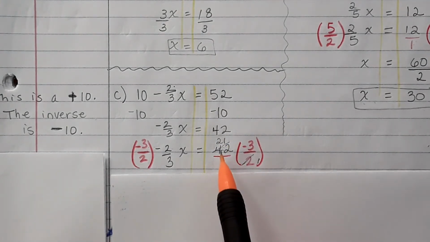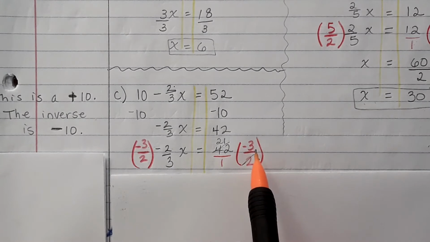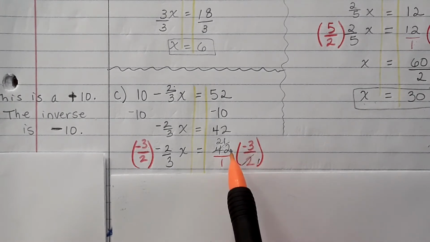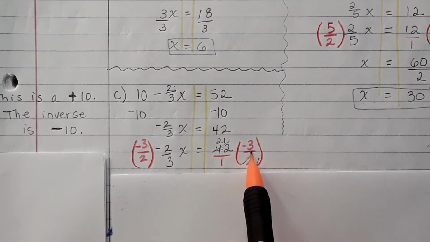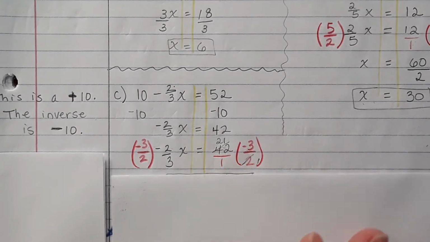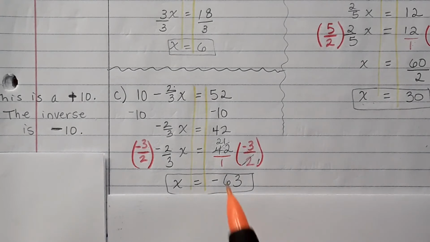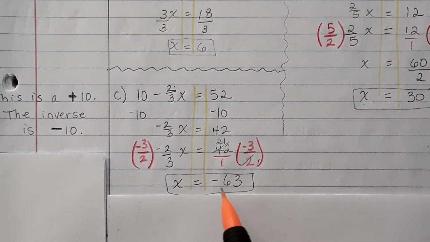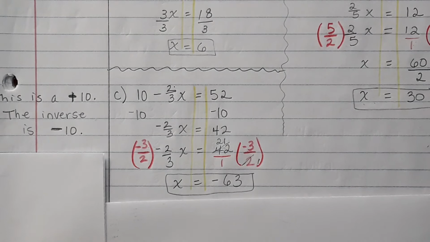Now, I can multiply straight across with smaller numbers, making it easier. A positive times a negative is a negative. So 21 times 3 is 63, but because it is negative, it's actually negative 63. 21 times negative 3 is negative 63. So our solution is x equals negative 63.